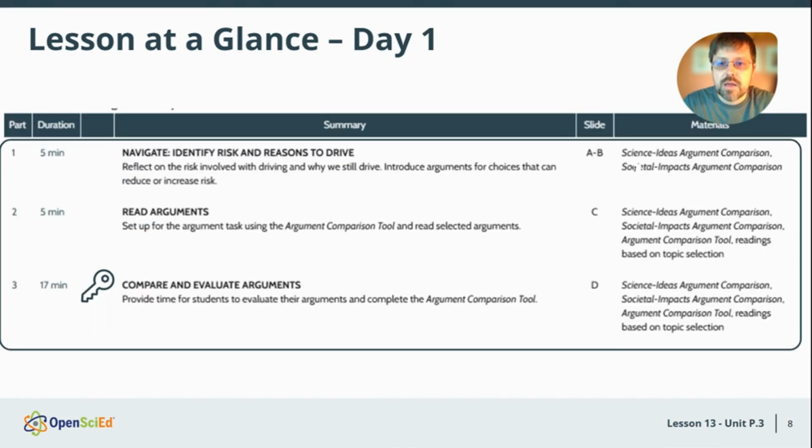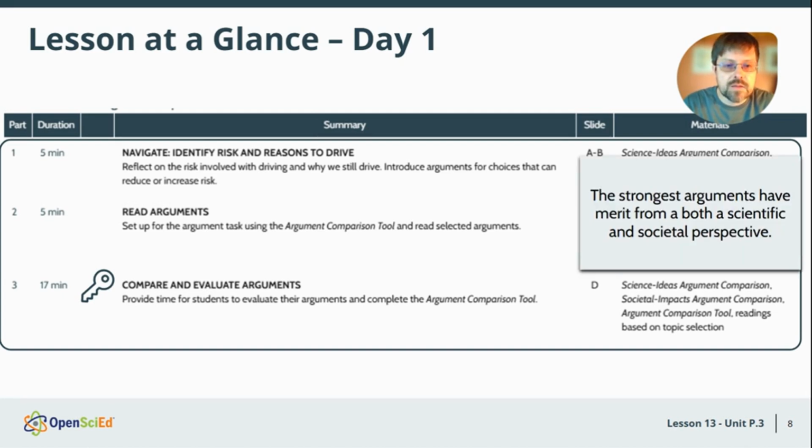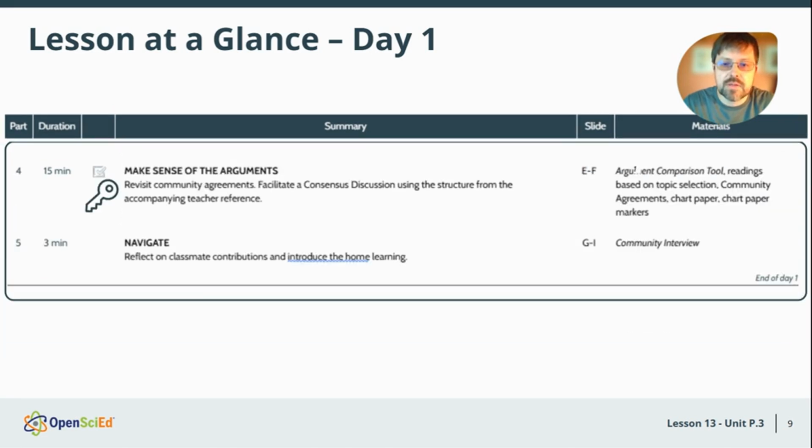The first loop, which involves parts 1 through 3, has students reading a new argument, like a pro and con, similar to the speed limits, but on a new topic. Then they use the argument comparison tool again to analyze that argument from a societal and scientific perspective. During this part, they learn that the strongest arguments have merit from both a scientific and a societal perspective.